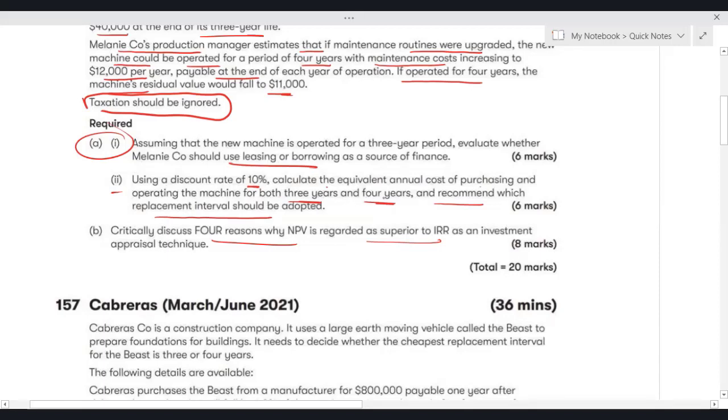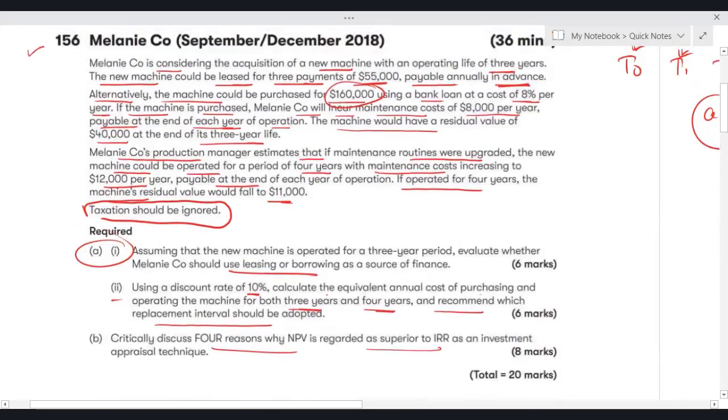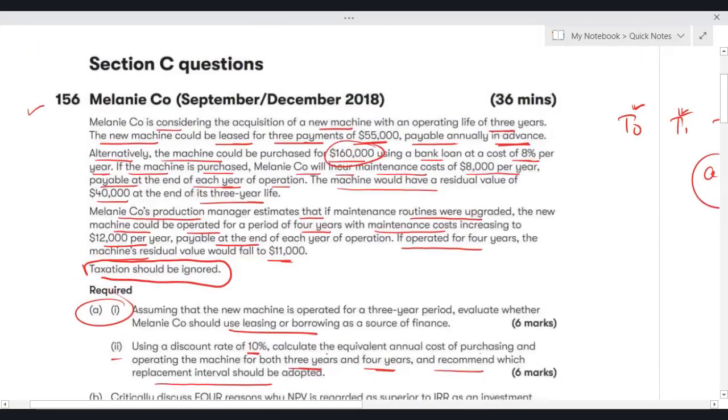It means we'll first be calculating the NPV of the buy decision for 3 years, but this time we'll not be using the discount rate of 8%, we'll be using the discount rate of 10%. Then we need to calculate the NPV for 4 years. Let us first calculate the NPV for 3 years.